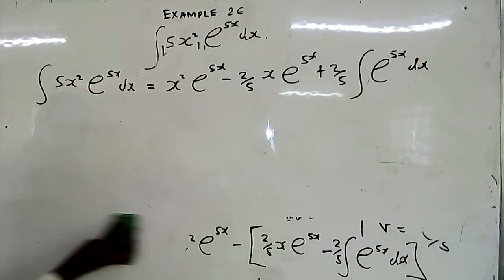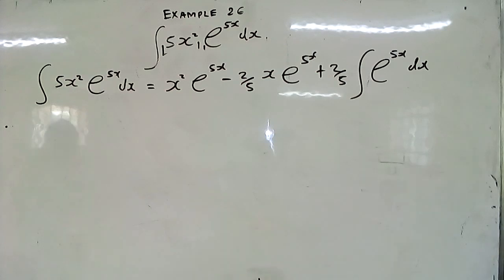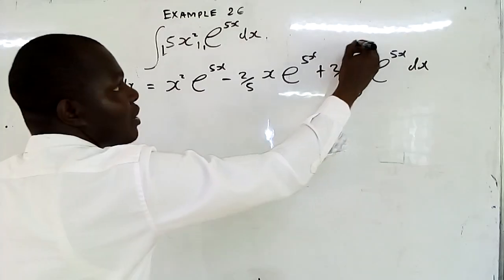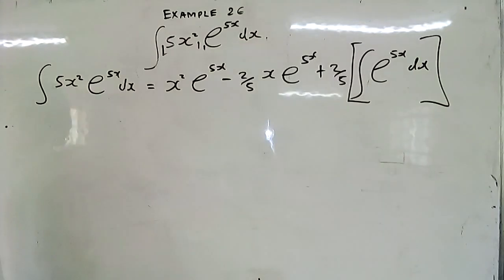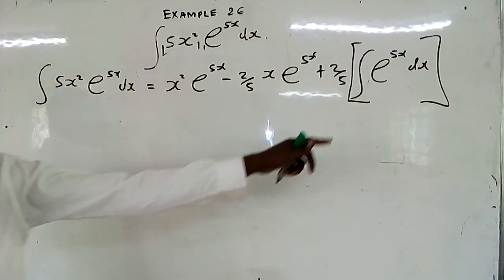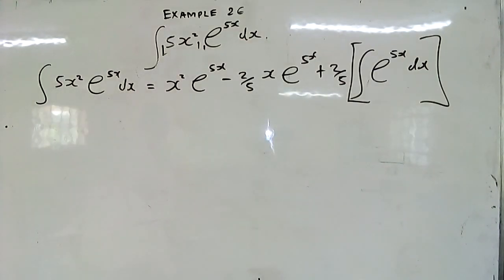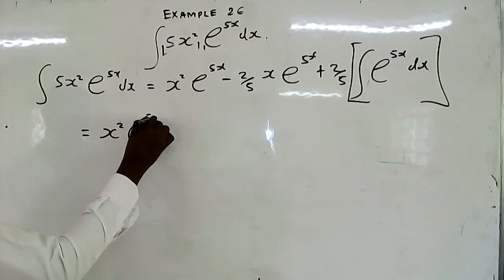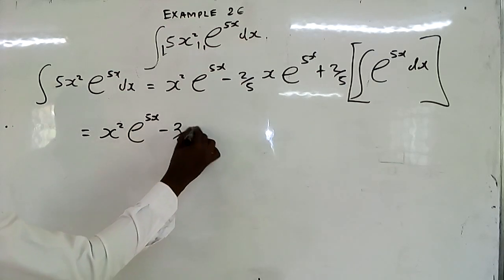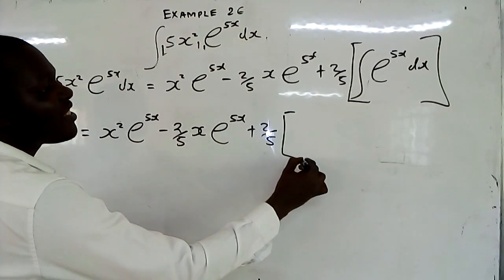After opening that bracket, you bracket again what you want to integrate. Anything you want to integrate, you must bracket. What do we want to integrate? We want to integrate that part. The other side must remain without an integral. So this one is no longer integration by parts. It's just an exponential function the way it is. Are we together? Tuko pamoja? Yes. Good. So what do we have here? x squared exponential 5x minus 2 over 5x exponential 5x, then plus 2 over 5, then inside the bracket.